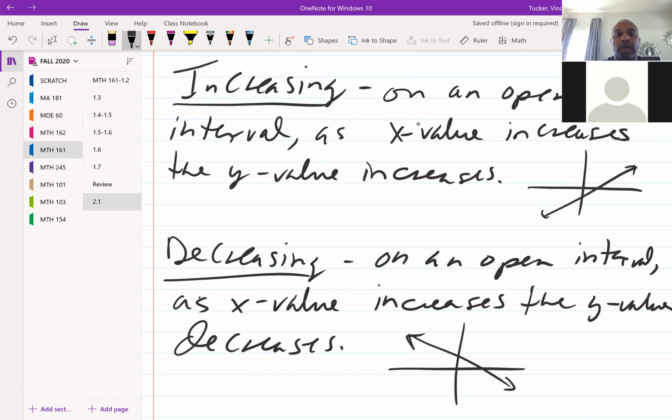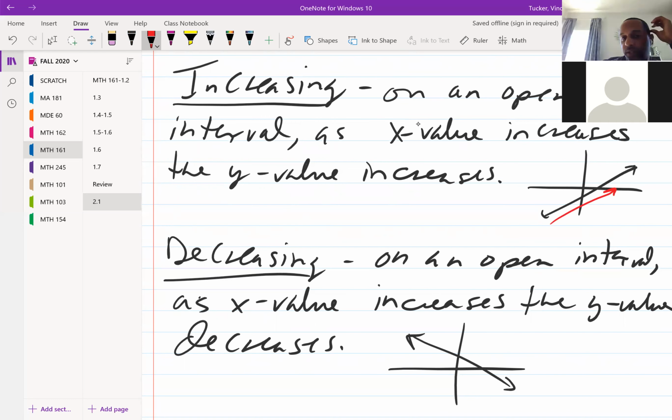All right, so we have 3 of them: increasing, decreasing, and constant. I just want to read through this before we write the constant. Increasing on an open interval: as the x value increases, the y value increases. So reading from left to right, your graph goes up.